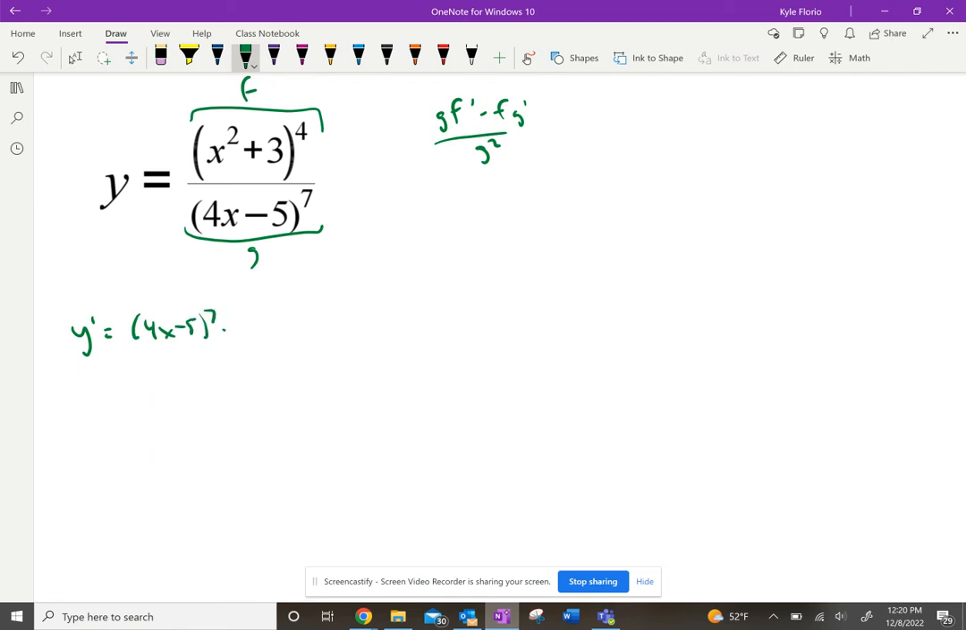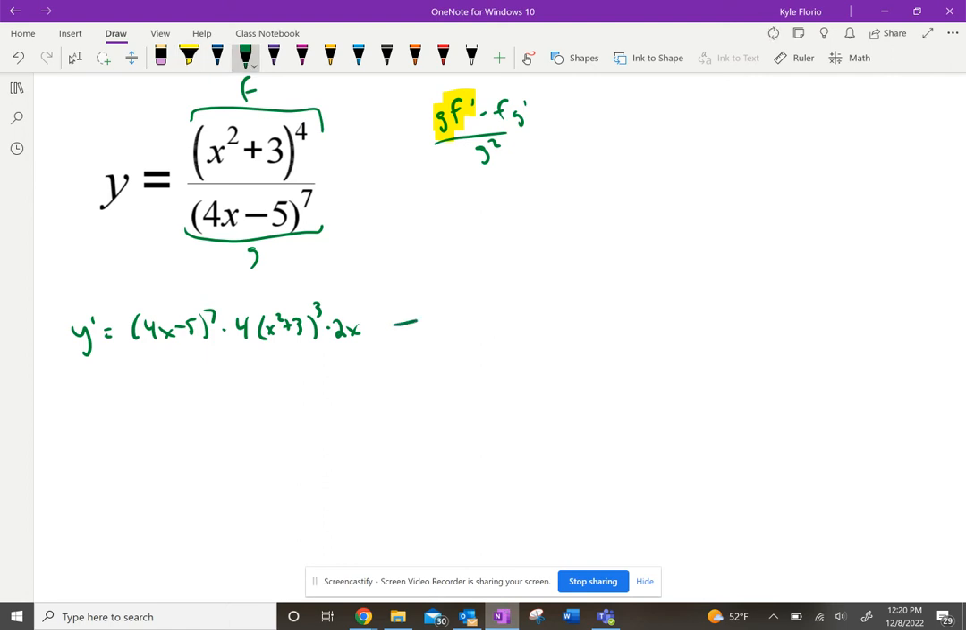No big deal. So the derivative of the top, something to the 4th, so it's going to be 4 times that something to the 3rd. That something being x squared plus 3, times the derivative of x squared plus 3, which is 2x. So this part has just been done.